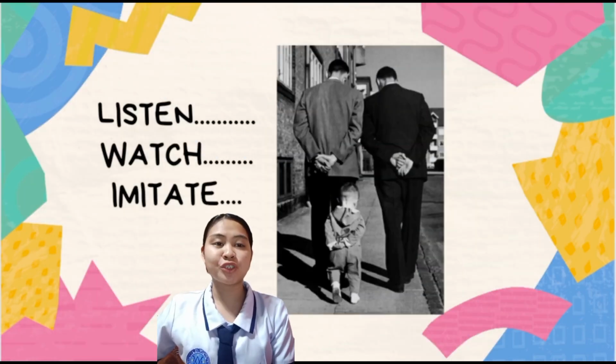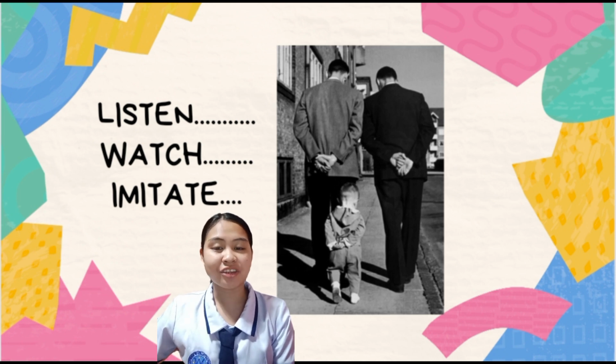So we have the picture here with three words on the side. First, listen or listening, which is the primary source of learning, especially for children. The second one is watching, where they watch the actions of the parents or the people around them and then they imitate it. They will reproduce the actions or the words that they heard and the actions that they saw from the people around them.